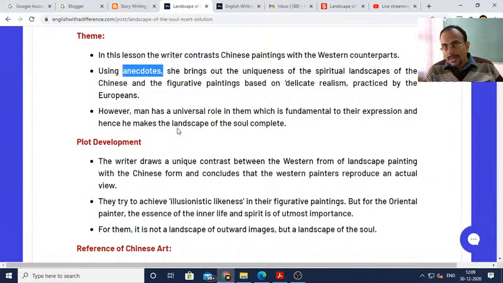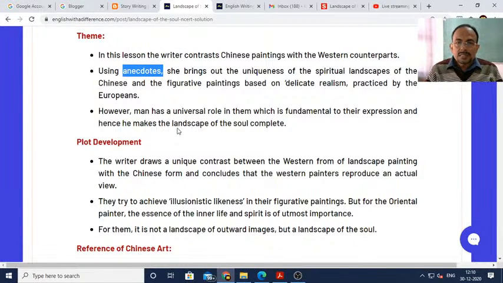So a spiritual dimension has been given to Chinese painting, whereas the landscape of European painting is figurative, looking absolutely real, and they look at it from the outer point of view. But when it comes to China, they look at painting not only from the outer point of view but also from the inner point of view. They get inside it, as if that particular painting has life in it, soul in it.